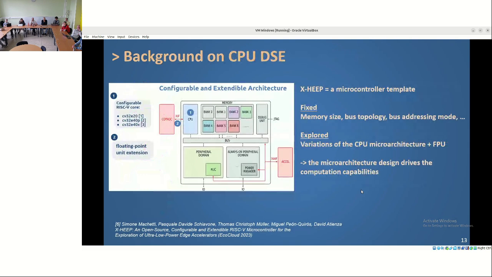So now, just a bit of background on CPU design space exploration. The idea here is to use a microcontroller called XIP. It's a template microcontroller. It allows us to fix some components of the microcontroller. So for example, all SOC-related components, such as memory size, bus topology, and bus addressing mode are fixed. We don't touch them. And we explore components of the microarchitecture of the CPU. So here we use 3 microarchitectures and the inclusion of an FPU. The idea here is to use the microarchitecture design to drive the computational capabilities.